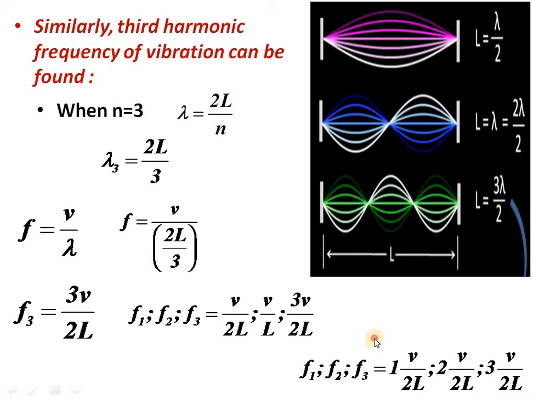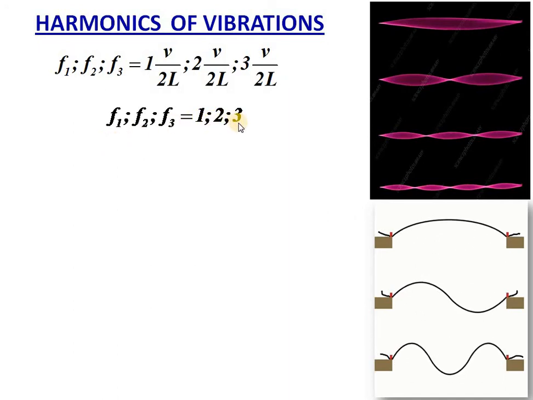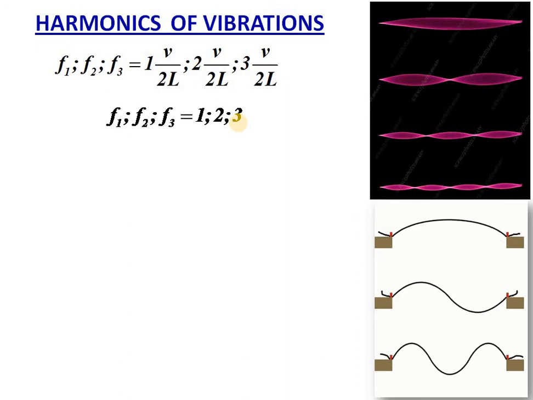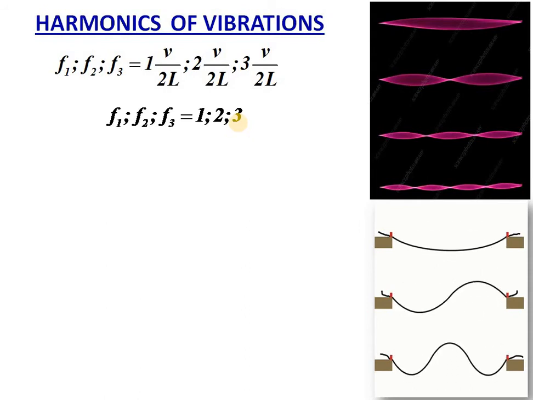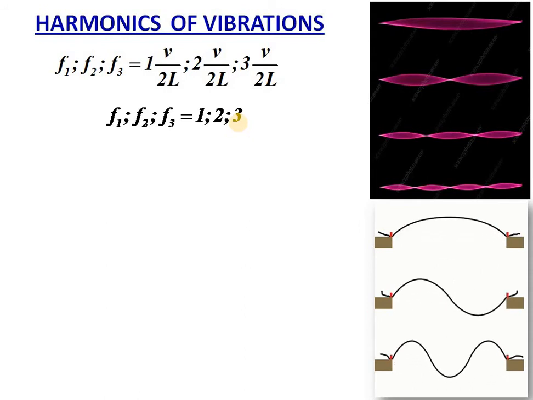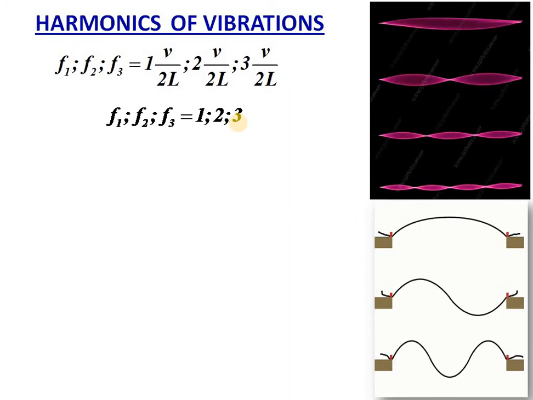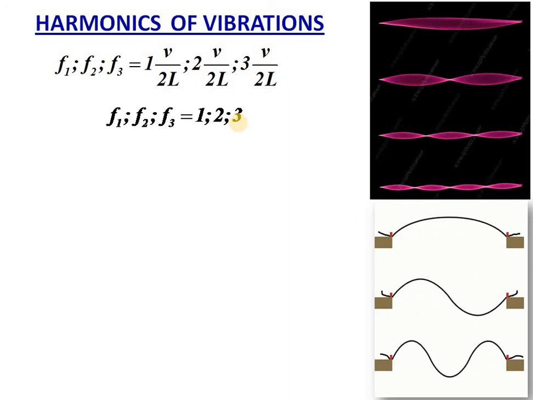So that means the frequencies are in the ratio 1 is to 2 is to 3. What is the physical meaning? The frequencies to which we can excite the string are always in integral multiples. Suppose your f1 is 10, your f2 will be 20, f3 will be 30. That means you can excite only these frequencies in the string. You can never access a frequency in between 10 to 20 or 20 to 30. Understand? These are the permitted, allowed frequencies that can possibly be excited on the string.